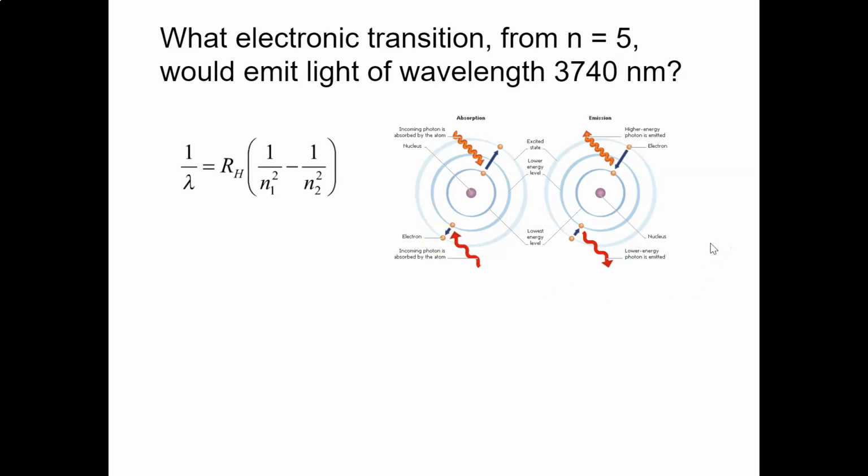So what are we going to do? We're going to use the equation. We have the wavelength in nanometers. We have n equals 5. We know that this is emission, so we want to know what n equals 1 is.